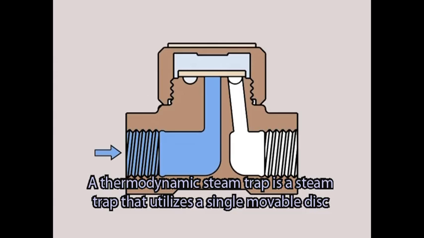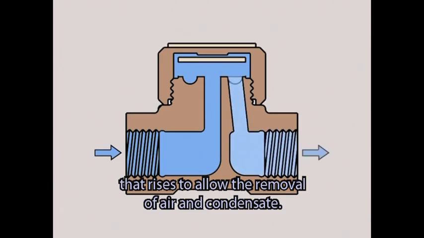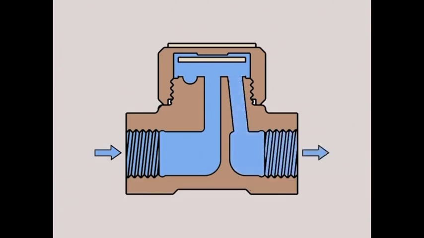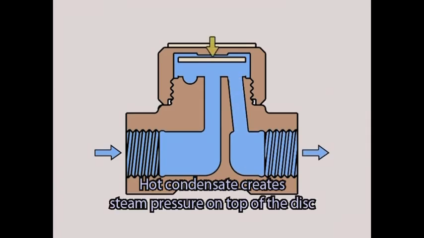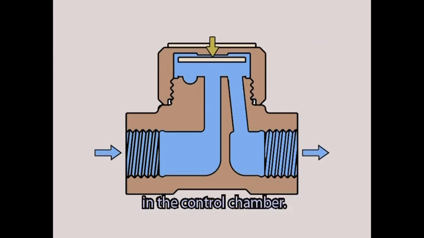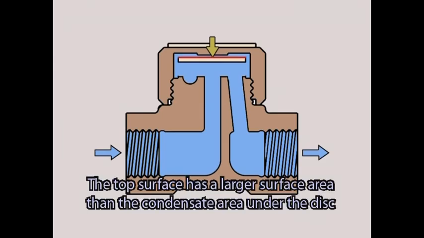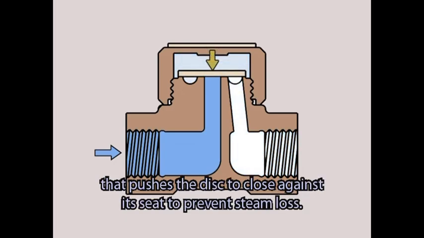A thermodynamic steam trap is a steam trap that utilizes a single movable disc that rises to allow the removal of air and condensate. Hot condensate creates steam pressure on top of the disc in the control chamber. The top surface has a larger surface area than the condensate area under the disc, which pushes the disc to close against its seat to prevent steam loss.